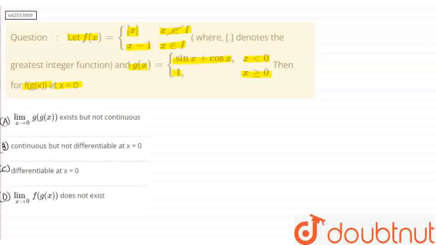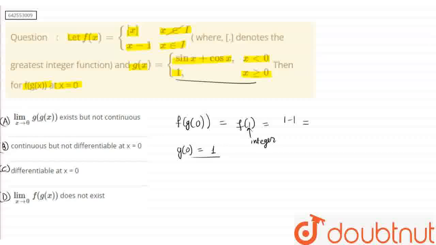All right. So let us find f of g of 0. For that we need to find g of 0. Now g of 0 comes in this category, so this is equal to 1. Now f of 1, since 1 is an integer, f becomes 1 minus 1 equals 0. So we can say that f of g of 0 equals 0.